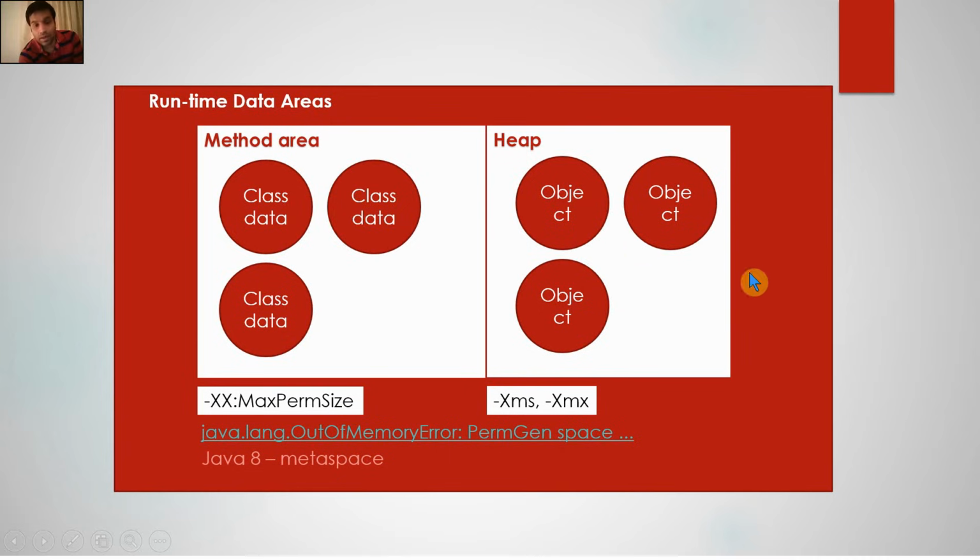At the same time, these two memory areas are not per thread. These are created per JVM. So per JVM, you have one method area and one heap, and objects get created in the heap. Method area contains class data.